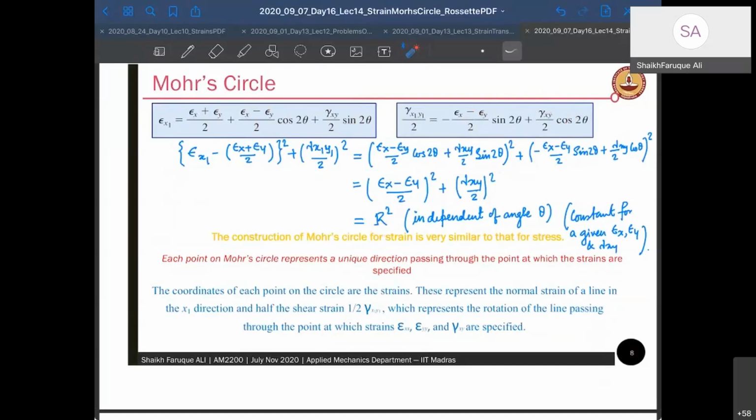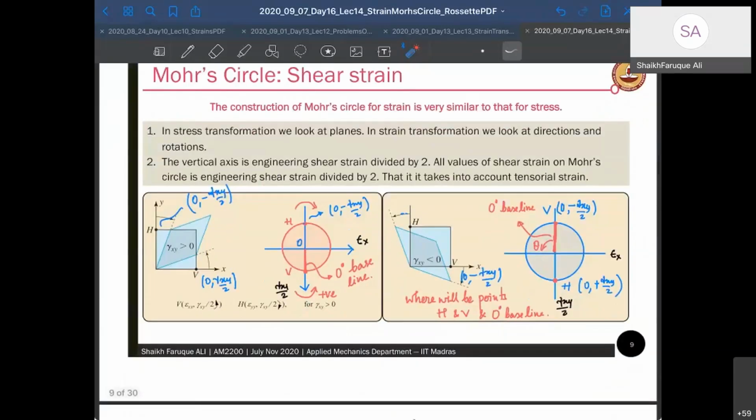Okay, so we have to do the construction. This equation is the equation for a circle, right? The center of the circle is epsilon x plus epsilon y by 2, which is the average strain, comma 0, and these two are the variables in it. So let's draw it.